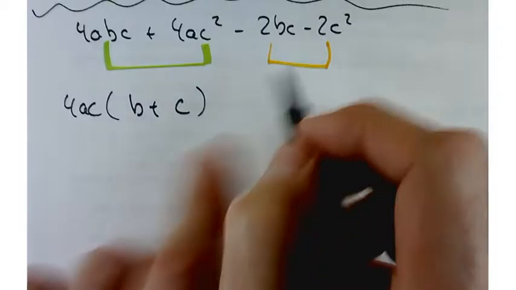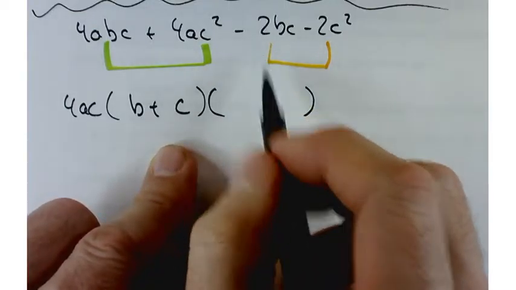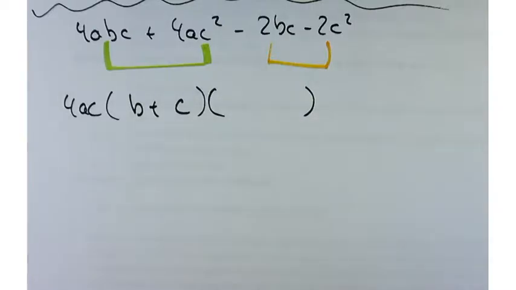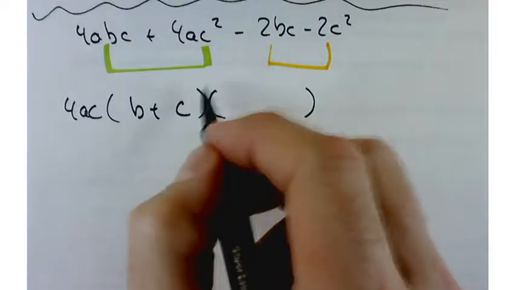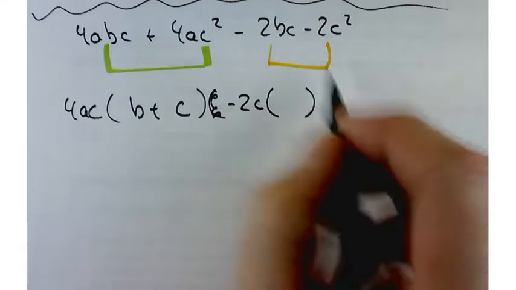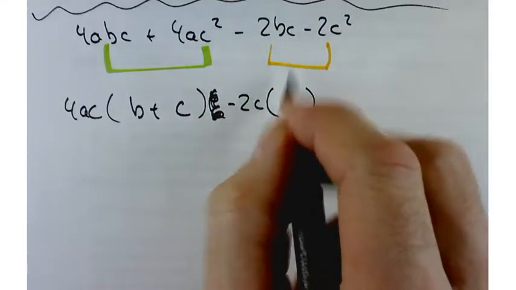How about the second term? What can I factor out of that? Yeah, negative 2c. So, you know what? I screwed up here. It should be negative 2c. And that's going to leave behind, yeah, another b plus c term.